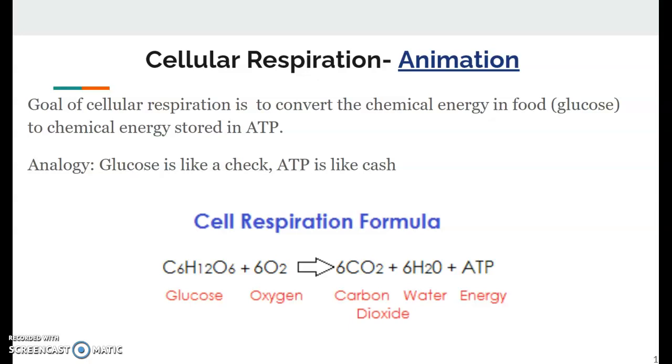All right, think of it this way. Glucose is like a check and ATP is like cash. A check, yes, you have the money, but you don't really have it, right? But cash, you have it and you can spend it immediately on whatever you want. All right. The formula for cellular respiration is glucose plus oxygen produces carbon dioxide, water, and energy. And what I want you guys to notice is the formula for respiration is the direct opposite of the formula for photosynthesis. All you have to do is turn the arrow around to get the other process.